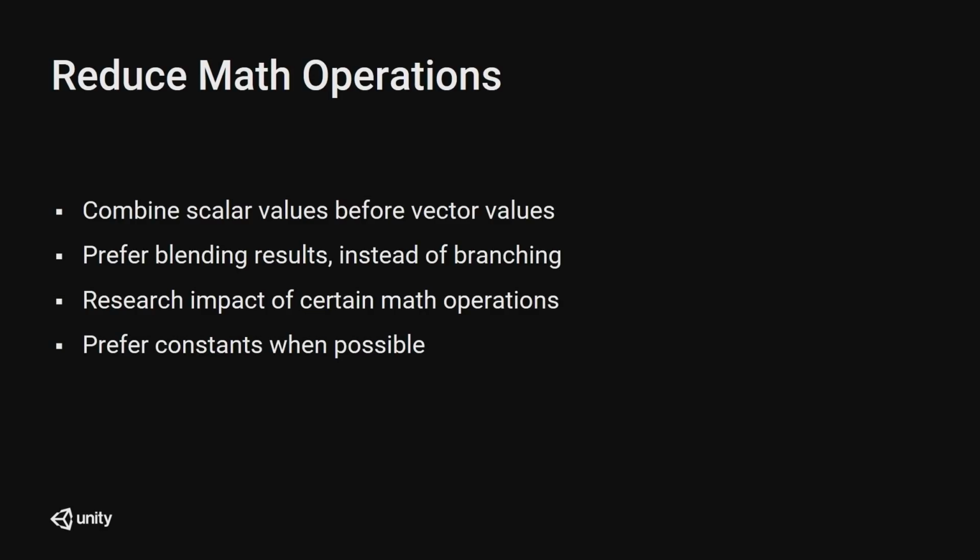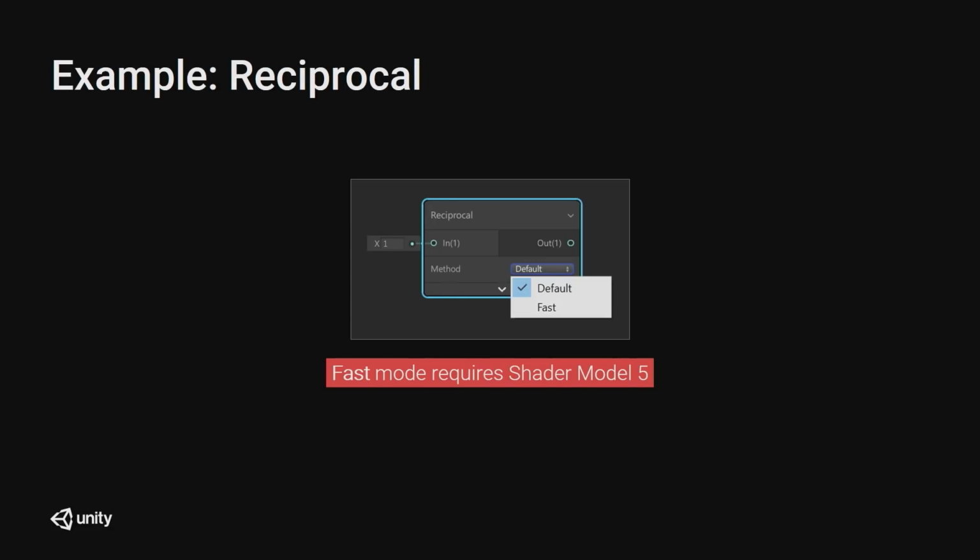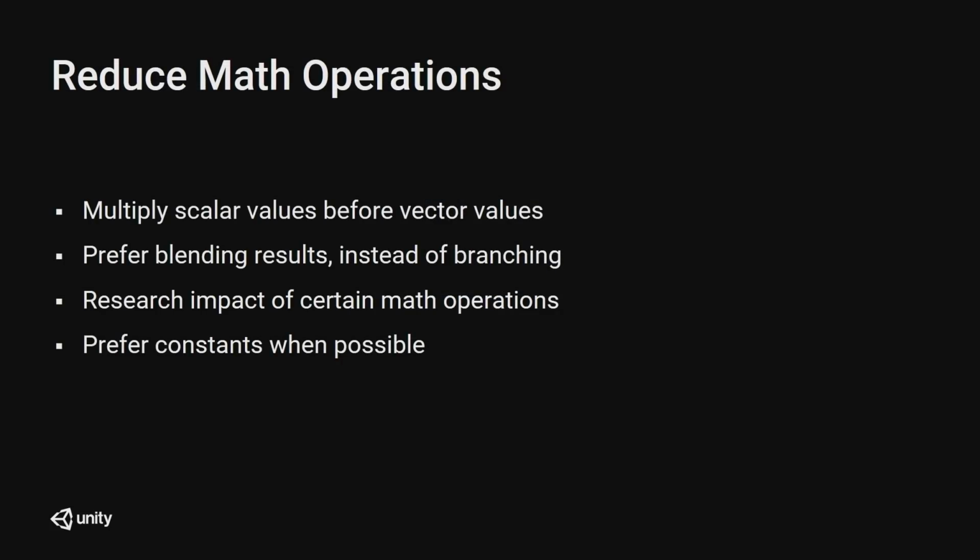Additionally, you'll want to spend some time to research the impact of certain math operations on your target platform. For example, if you look at the reciprocal function, there's actually two different modes, default and fast. Using fast requires shader model 5, which isn't universally supported on all hardware. So you can stand to benefit from switching to fast mode if you know that all of your target platforms properly support shader model 5. Another general example are color masks, which tend to perform inefficiently on PowerVR and other mobile chipsets. The last point that I want to make here is to prefer constants whenever possible. In the context of shader graph, this refers to inline nodes.